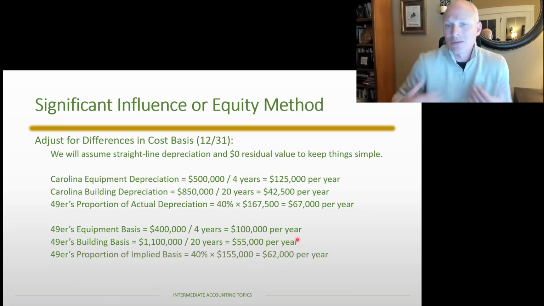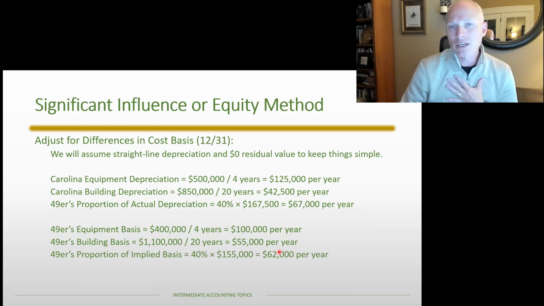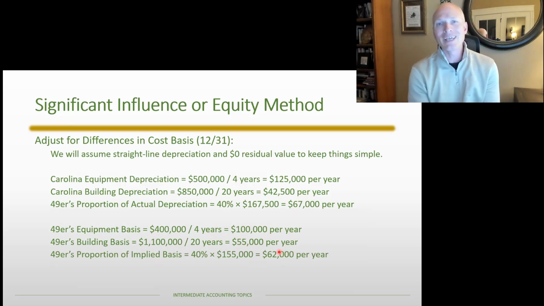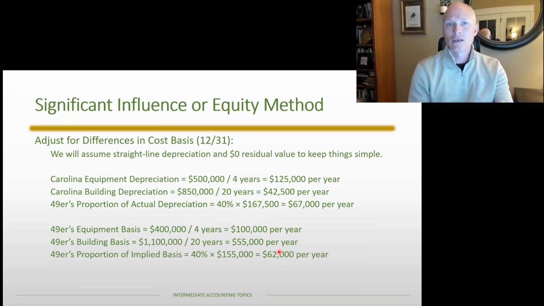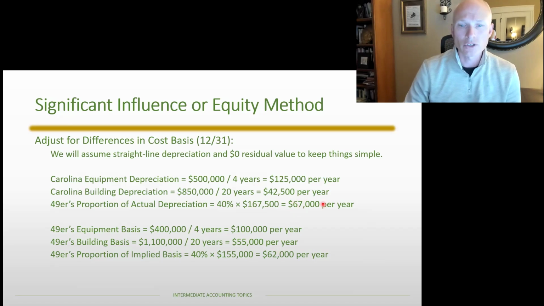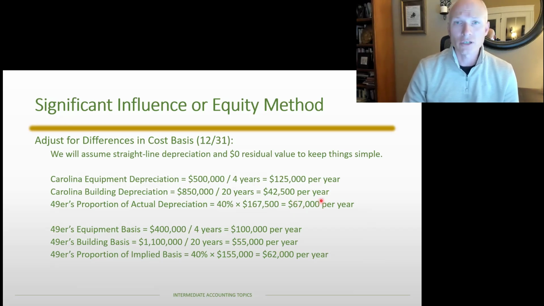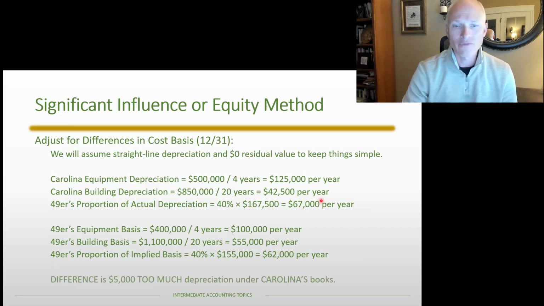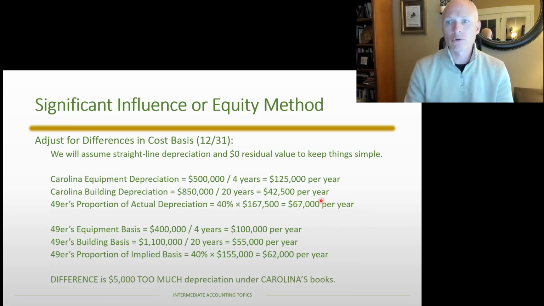And so internally, in my mind, my real depreciation, instead of $67,000 a year, was really $62,000 a year. What does that mean? Well, that means that the net income reported by the investee does not accurately reflect the change in value from my perspective. So there's $5,000 too much depreciation, which means net income is understated. There's a $5,000 difference, right? There's too much depreciation, again, from my internal perspective.